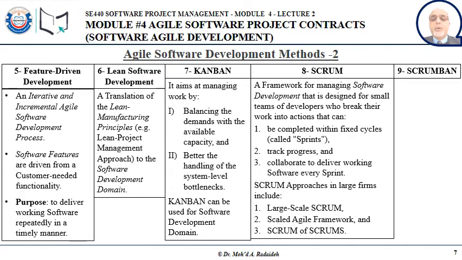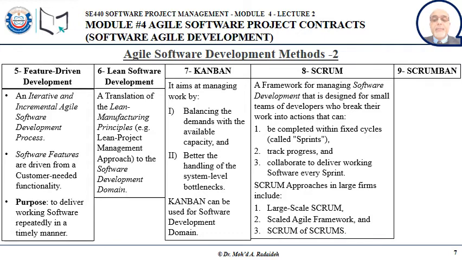Scrum is a framework for managing software development, as simple as that. Teams are designed to consist of small numbers of people, and their work is broken into actions that can be completed within fixed cycles. We call them sprints, and to track progress as well as to collaborate to deliver working software with every sprint.